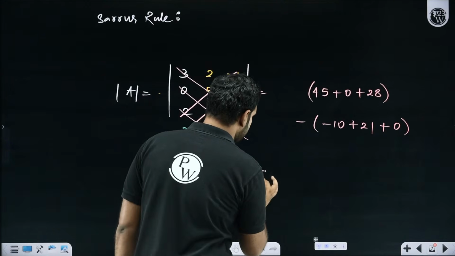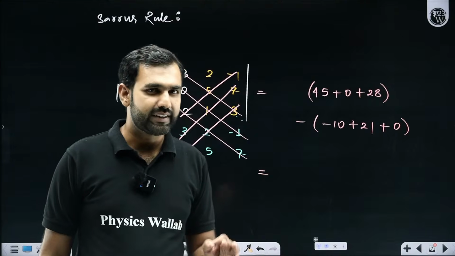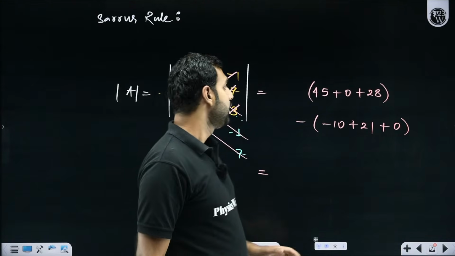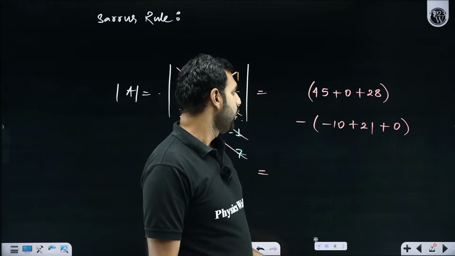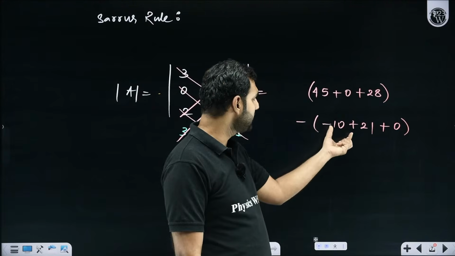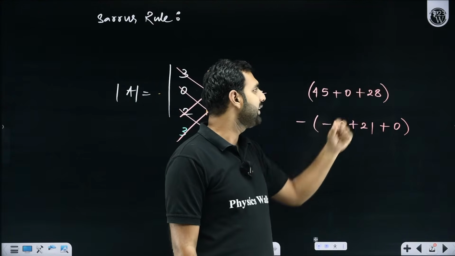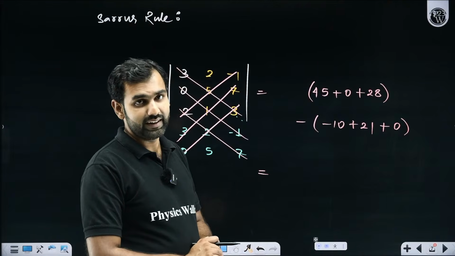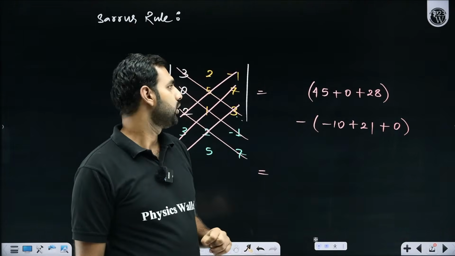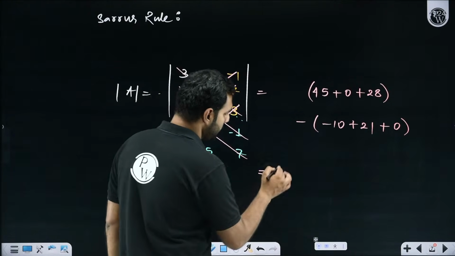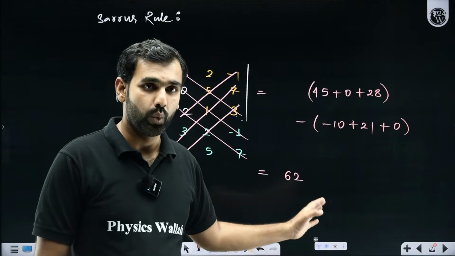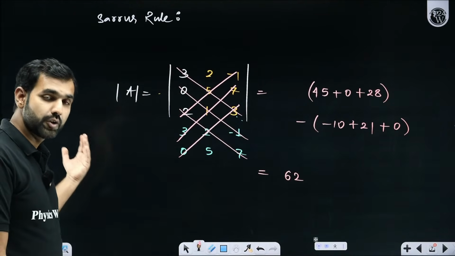Everybody understanding this method? Everyone is able to digest this short technique, which was given by Sarrus, the mathematician. So here, if I simply do this, what I am getting is 21 minus 10, that is 11. And if I subtract 11 from 28, 28 minus 11 is 17. So 45 plus 17 is 62. So your answer will be 62. And that's exactly what we got with the standard expansion of determinants.